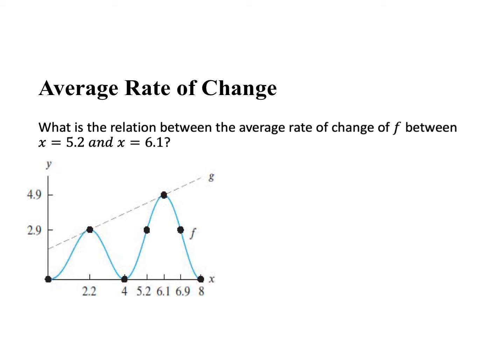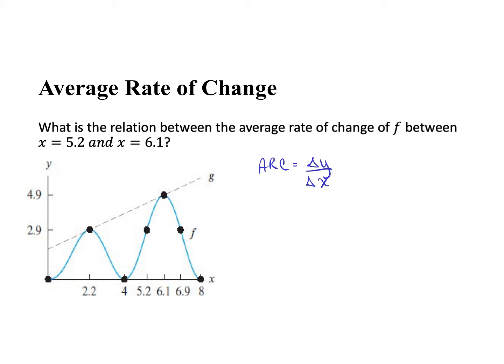Let's take a look at another example. Here we want to calculate the average rate of change over a specific interval, but the function is given to us as a graph. So in a situation like this, if I want to calculate the average rate of change for this function f, so f is that blue curve, between x equals 5.2 and x equals 6.1, then I need to know, so let's write down here, the average rate of change is the change in the output or the change in the y values divided by the change in the input or the change in the x values.